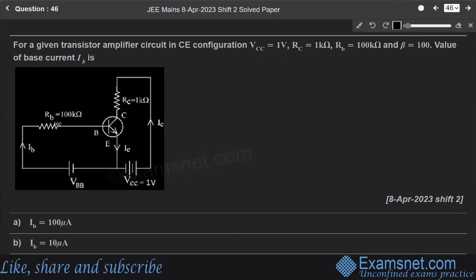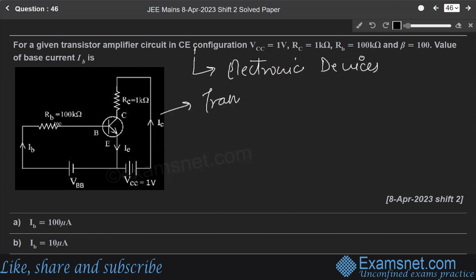Okay, now solving our next question, that is question number 46. This question says that for a given transistor amplifier circuit in CE configuration, VCC equals 1 volt, RC equals 1 kilo ohm, RB equals 100 kilo ohm, and beta equals 100. We have to find the value of base current IB. This question is directly from the chapter of electronic devices, and it is basically from the part of transistors.